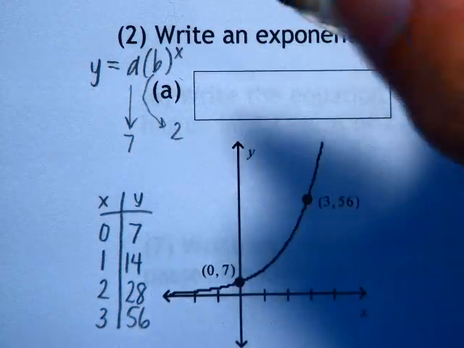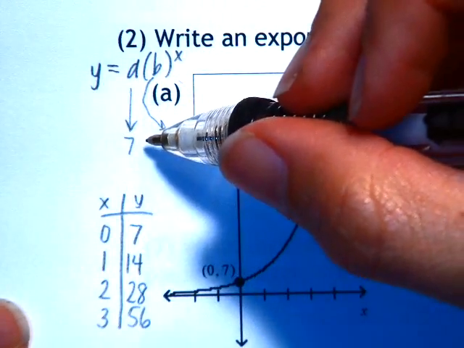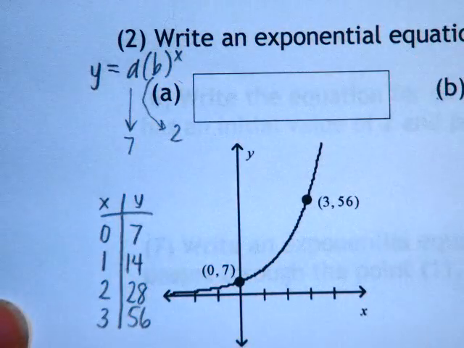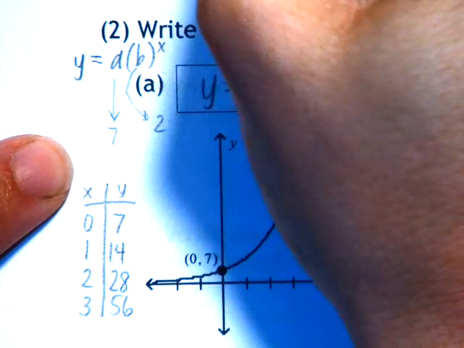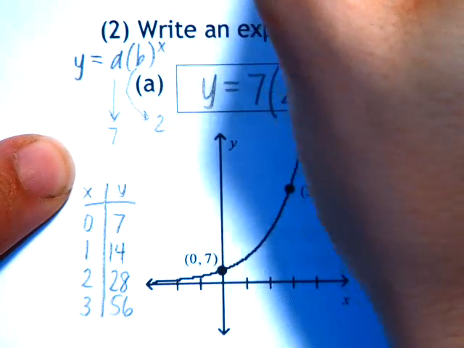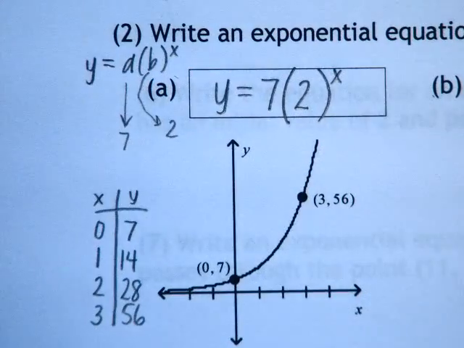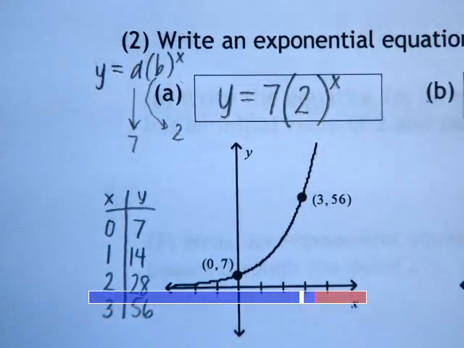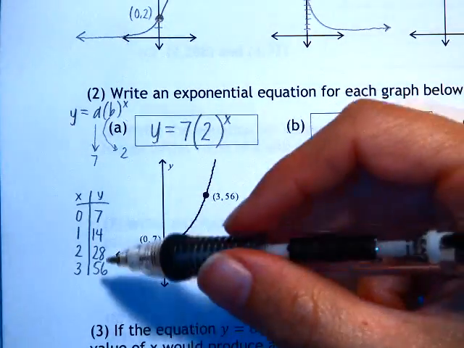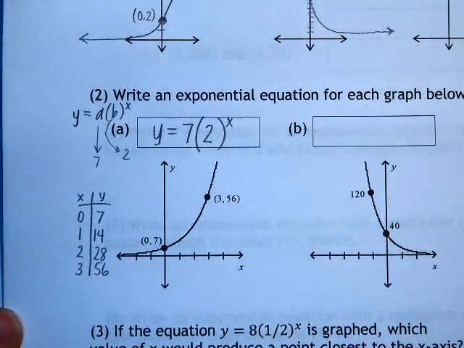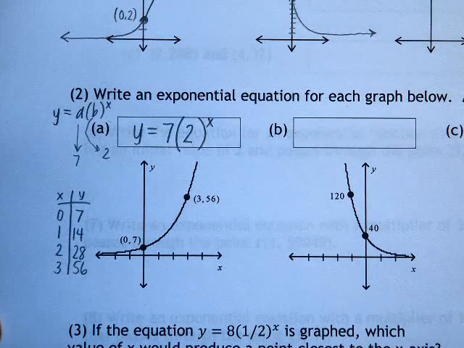So now that I know the multiplier and I already knew the initial value, I have enough information to make my equation. Y equals initial value 7 times multiplier of 2 to the power of x. Sometimes you get lucky and you get a problem where the multiplier is really obvious. Sometimes a little table of values helps so you can figure it out. We'll do one more. We'll do letter B.